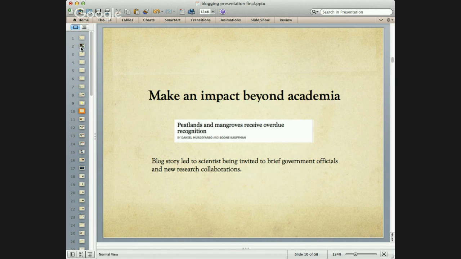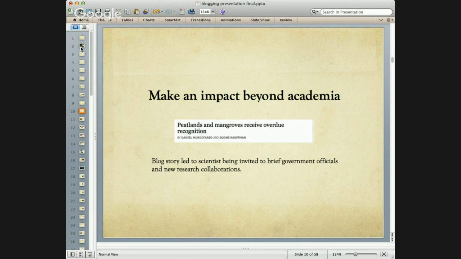Blogging can also help you make an impact beyond academia. This is an example of a story that one of our scientists published at C4 about peatlands and mangroves. And this story actually led to the scientist being invited to brief government officials. After the government officials had read that story, that scientist was invited by NGOs and universities to explore potential new research collaborations.